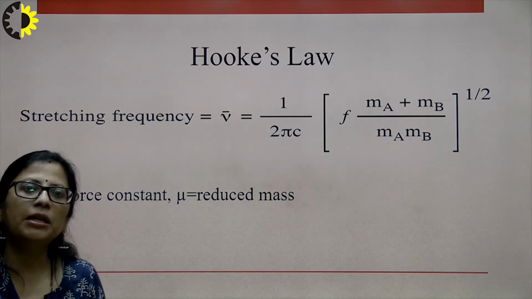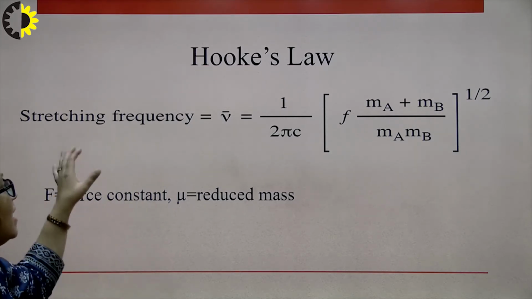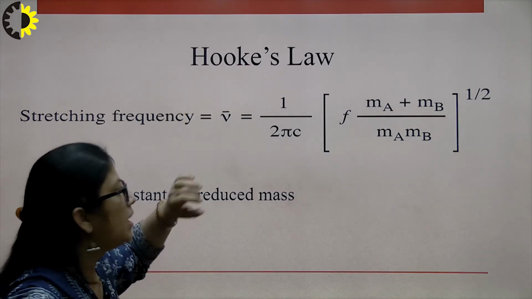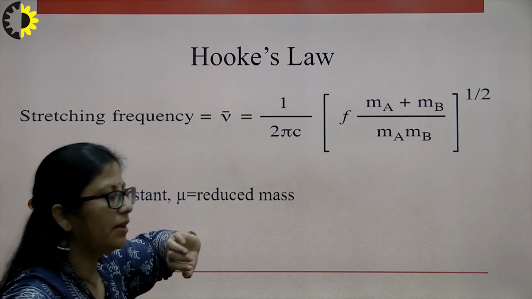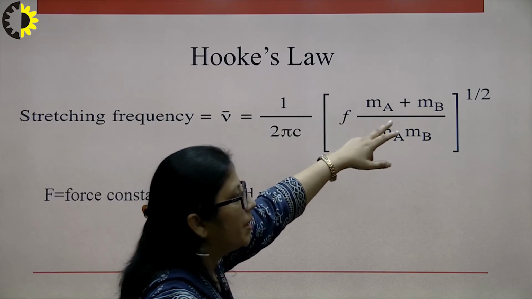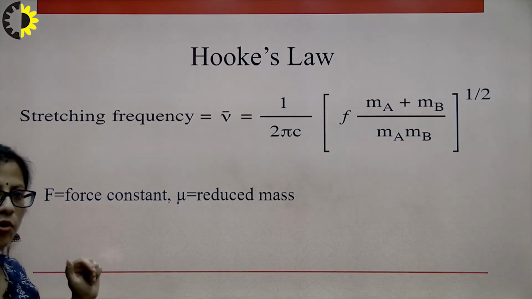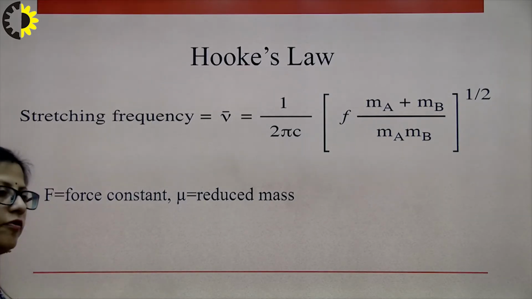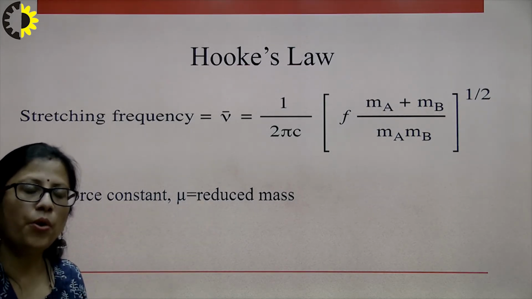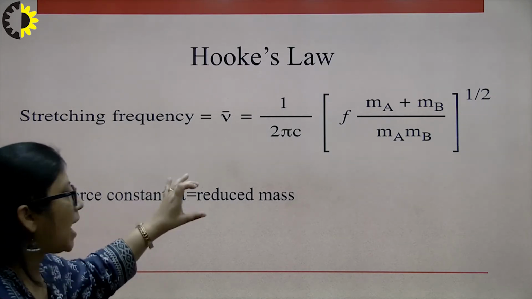Now, we can determine the stretching frequency by Hooke's law, and it says that the stretching frequency, this is the wave number, which is the inverse of wavelength, is given by 1 upon 2 pi c, where c is the velocity of light, times the square root of f, where f is the force constant, which is nothing but the strength of the bond, and mu is the reduced mass, mu equals ma mb by ma plus mb. So, the vibrations depend upon the force constant and the reduced mass.